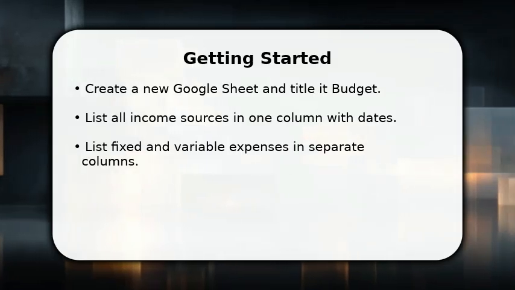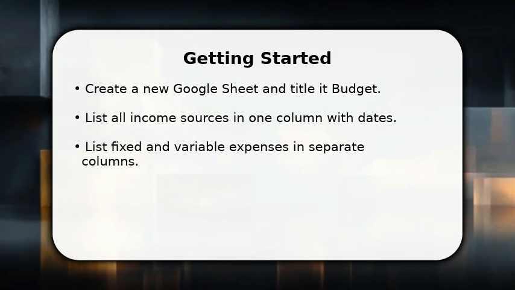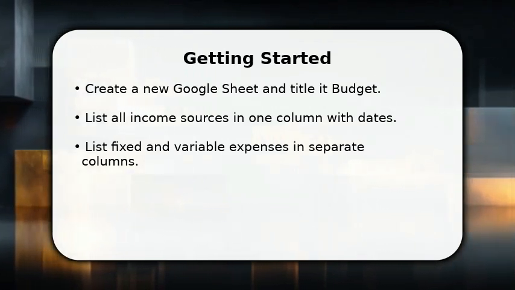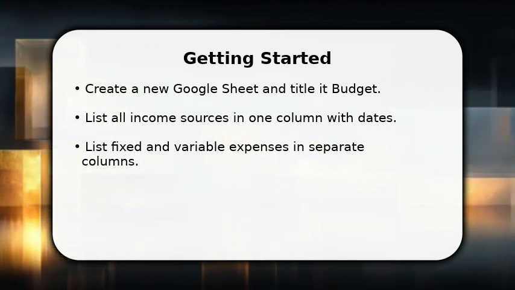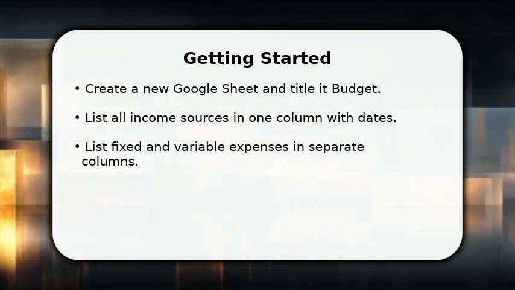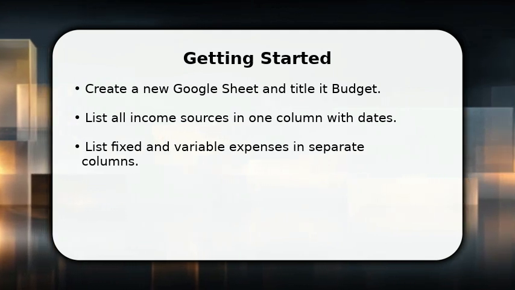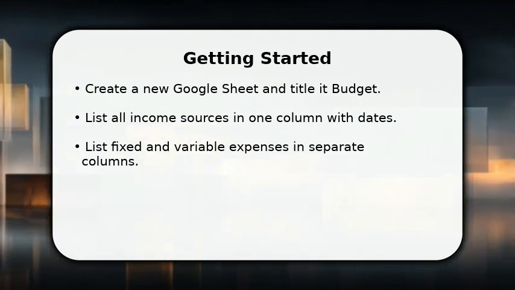In this video, I will show how to use Google Sheets budget. Open a new Google Sheet and title it Budget, then enter income and expenses in clear columns and label categories. Use SUM formulas to total income and each expense column, and copy monthly tabs to track changes.